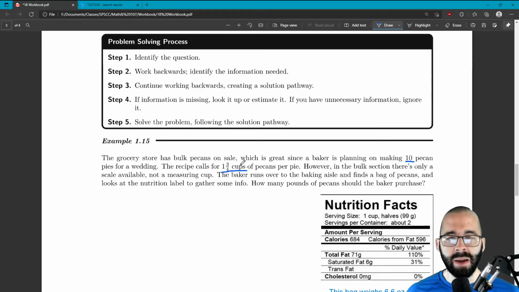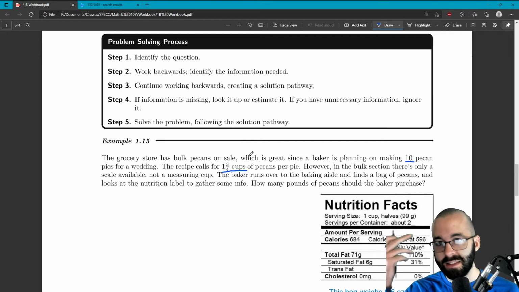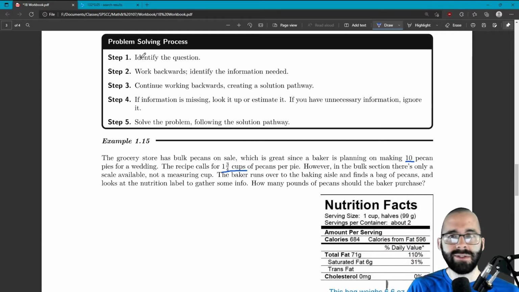Right off the bat, you might be thinking, well, if I need 10 of them and each one is this, how many cups do I need? That's something that you can maybe do. That's not the problem solving process here, but that's what I would immediately think, and maybe you think that too. And if not, that's fine. We have the process here.